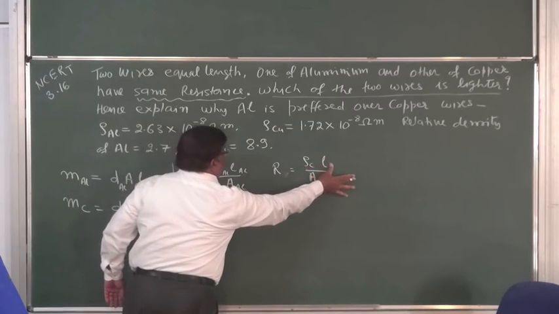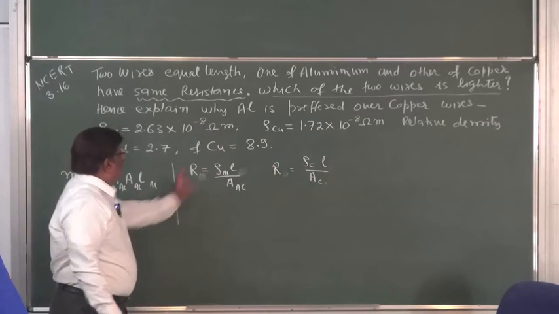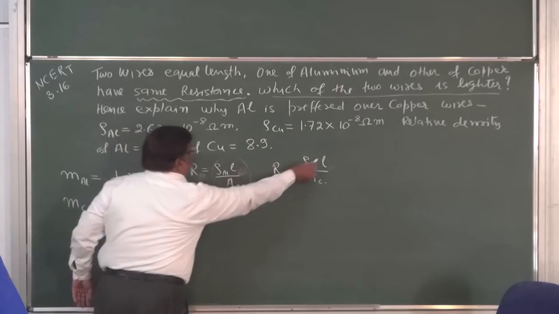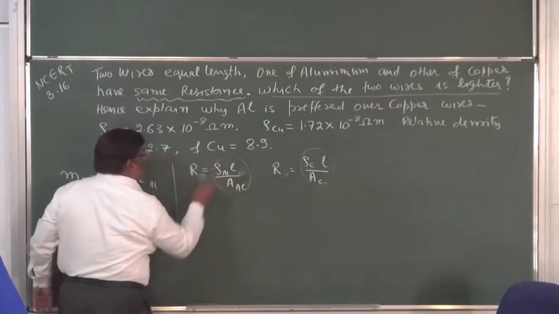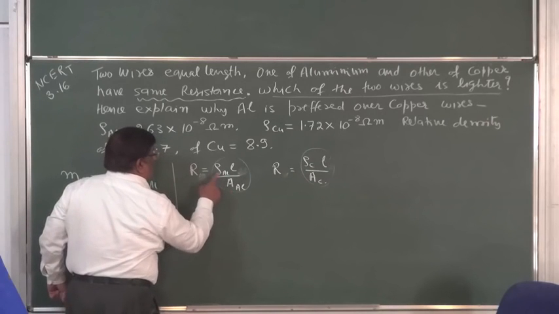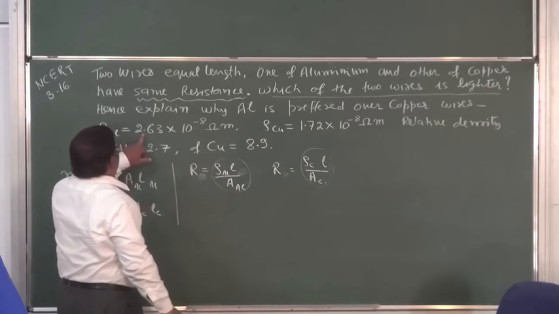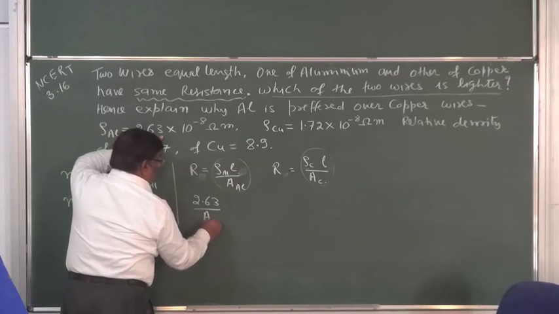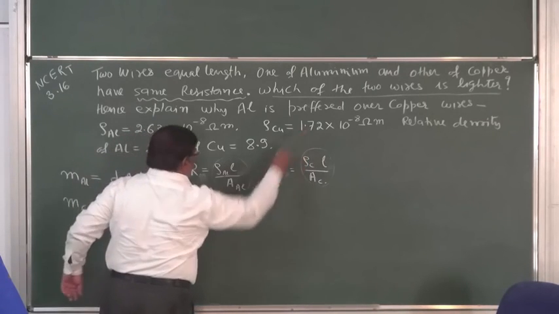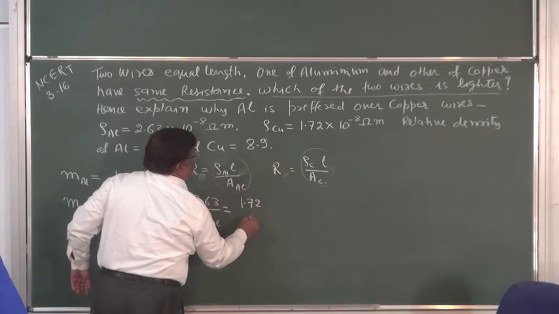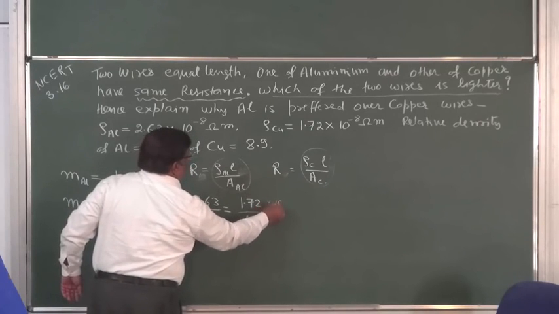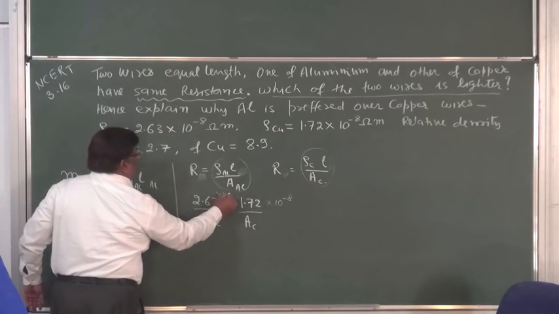Okay, but they say these two are the same. Length is the same, so this is equal to this. If we do the cancellations, R is equal to R. That means this is equal to this, and the length is also equal. So rho upon AL. This is rho of aluminium, 2.63, upon area of aluminium is equal to 1.72 upon area of copper. Multiplied by 10 to the power minus 8, this is multiplied by 10 to the power minus 8, cancel.